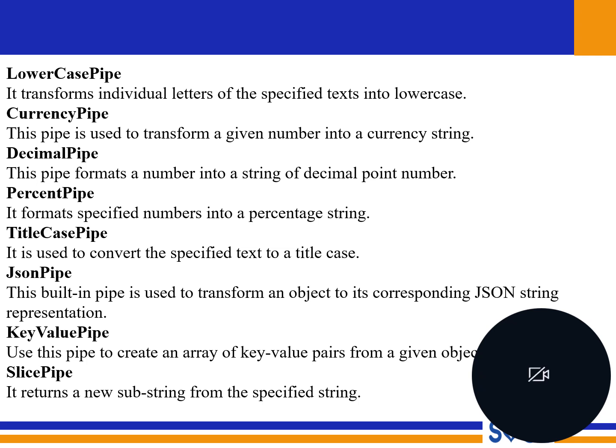This pipe is used to transform a given number into a currency string. The decimal pipe formats a number into a string of decimal point numbers. Then the percent pipe formats a specified number into a percentage string. Then the titlecase pipe is used to convert the specified text to title case. Then the JSON pipe, this built-in pipe is used to transform an object to its corresponding JSON string representation. And then the keyvalue pipe, use this pipe to create an array of key-value pairs from a given object. The last one is the slice pipe, which returns a new substring from the specified string.